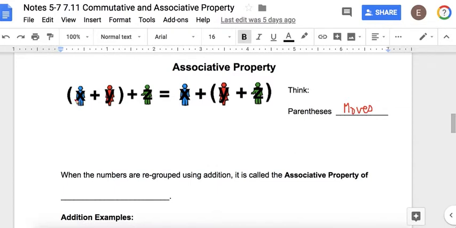So you can see here, blue guy is dating red girl, and green guy is single. But then blue guy becomes single, and now red girl is dating green guy. So I call it the dating property because in this parentheses, we have one couple, and in this parentheses, we have a different couple. So when the numbers are regrouped using addition, it is called the associative property of addition.